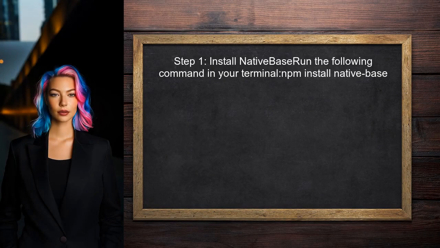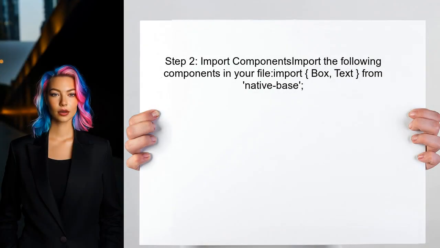To vertically align text in React Native using NativeBase, the user should start by ensuring they have NativeBase installed in their project. This can be done by running a simple command in the terminal. Next, the user should import the necessary components from NativeBase. This includes the Box and Text components, which will help in creating the layout.